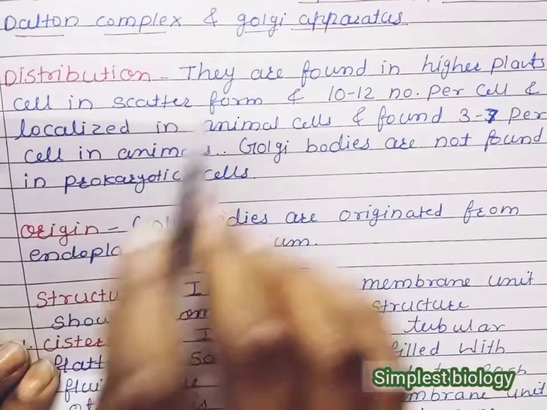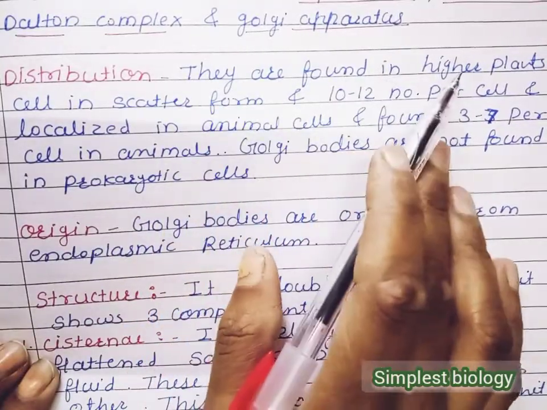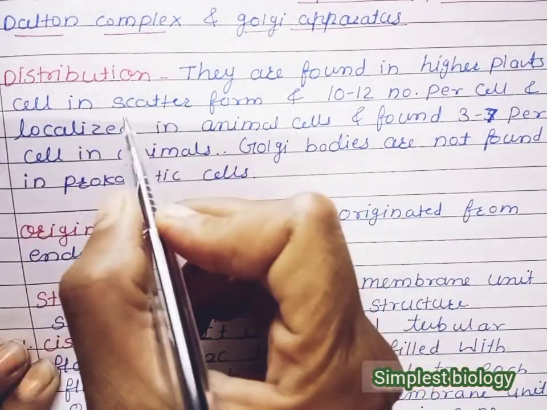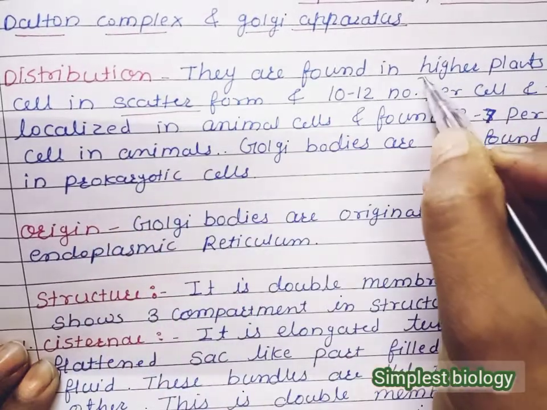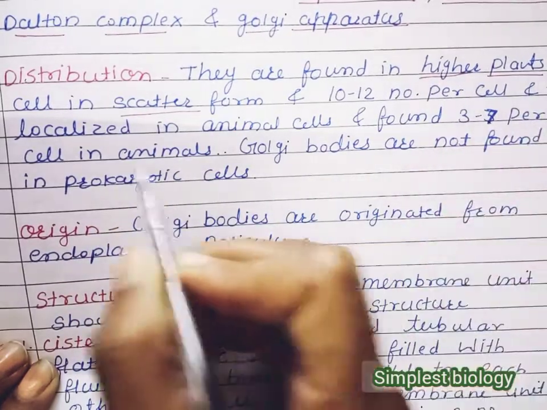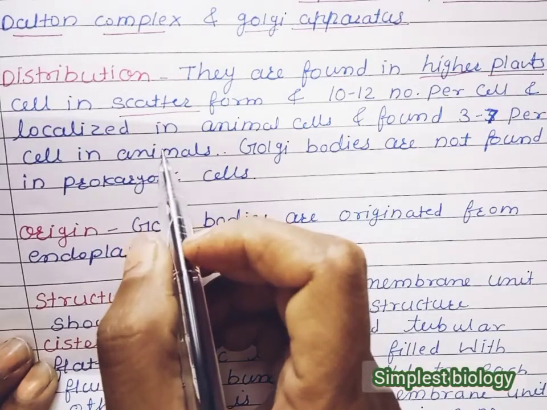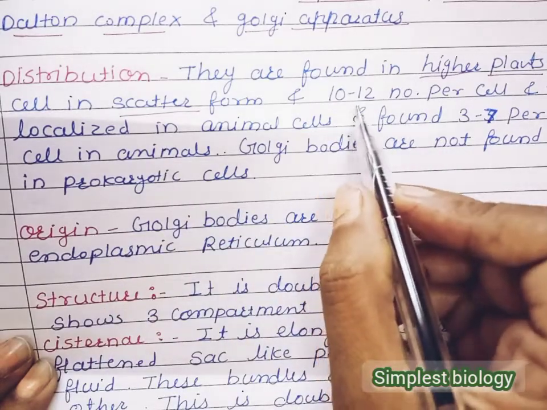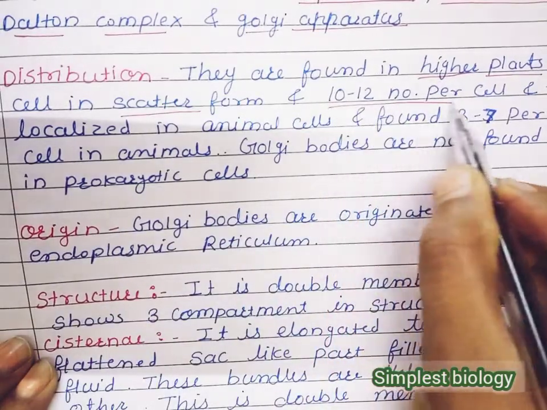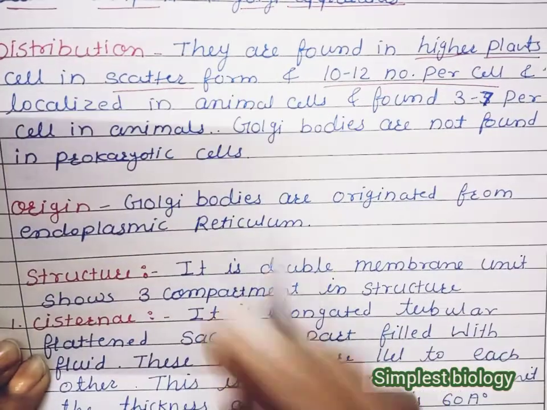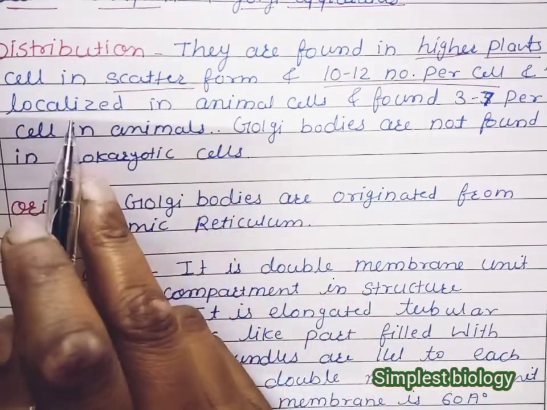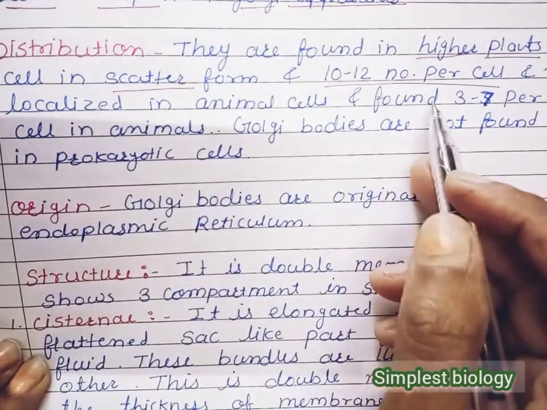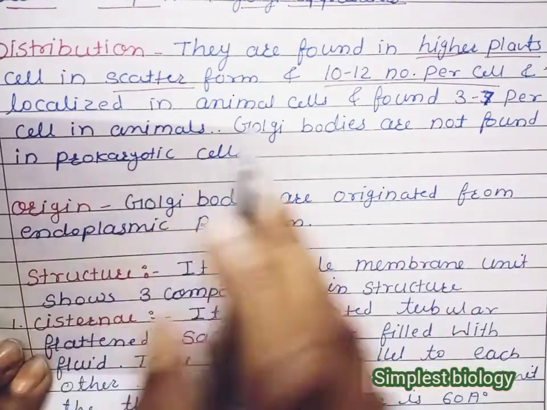Distribution. In higher plants the cells have them in scattered form. In higher plants like angiosperms, gymnosperms, pteridophytes, they are present in the cell but not organized. They are scattered all over the cell, and 10 to 12 per cell in the case of a plant cell. In an animal cell, they are localized with a specific structure, specific arrangement and found 3 to 7 per cell.